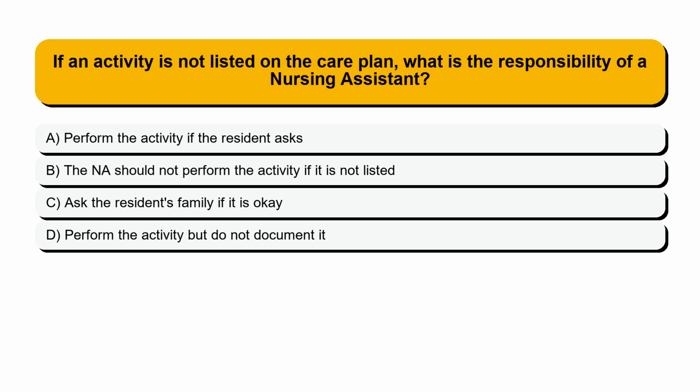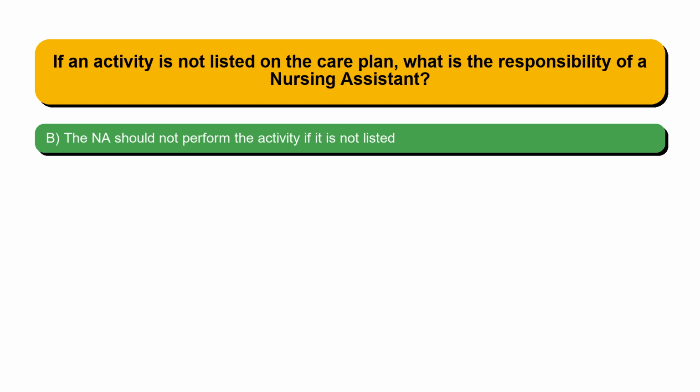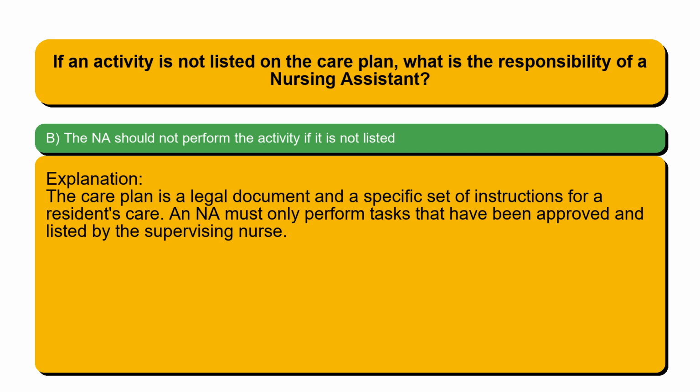Question 88. If an activity is not listed on the care plan, what is the responsibility of a nursing assistant? Option A. Perform the activity if the resident asks. Option B. The NA should not perform the activity if it is not listed. Option C. Ask the resident's family if it is okay. Option D. Perform the activity but do not document it. The correct answer is Option B. The NA should not perform the activity if it is not listed. The care plan is a legal document and a specific set of instructions for a resident's care, and NAs must only perform tasks that have been approved and listed by the supervising nurse.